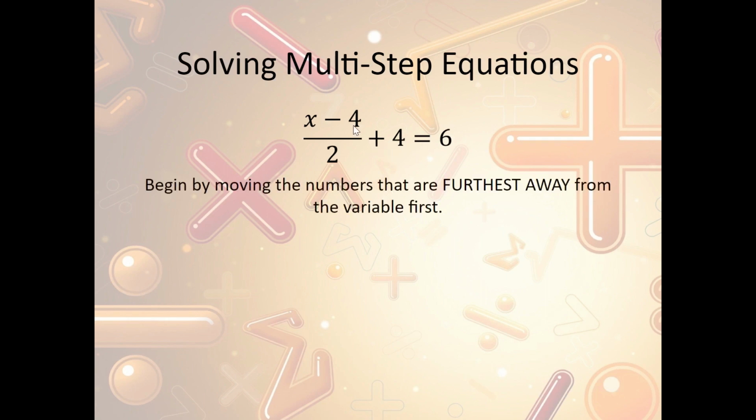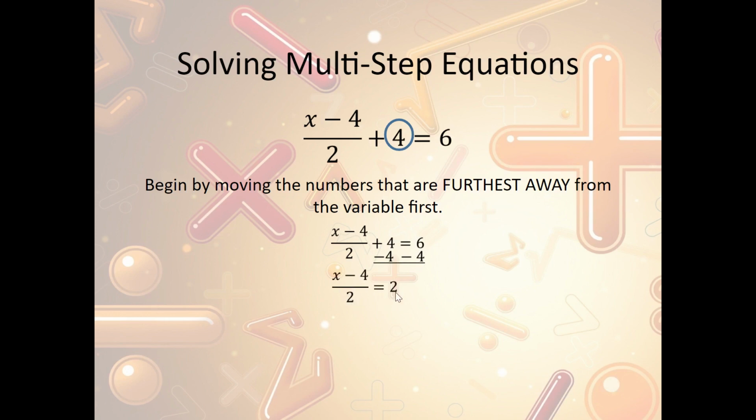So if we look, the 4 is grouped with it, the 2 is underneath it, and this 4 is just kind of floating around. So the 4 should be what we get rid of first. So it's a positive 4. So we're going to undo that by subtracting 4 from both sides. That'll get rid of this 4. So we get 4 minus 4 is 0, and 6 minus 4 is 2. So we're left with (x minus 4) over 2 is equal to 2.